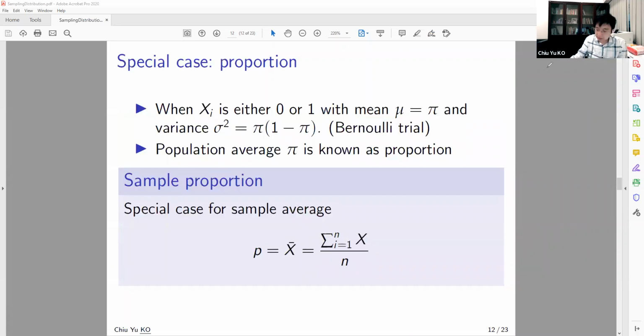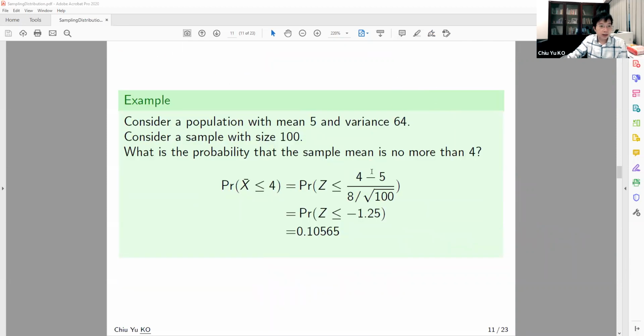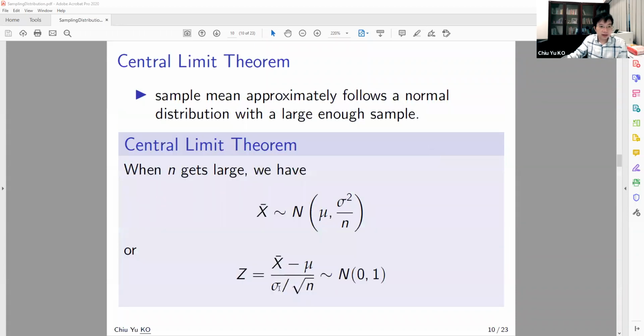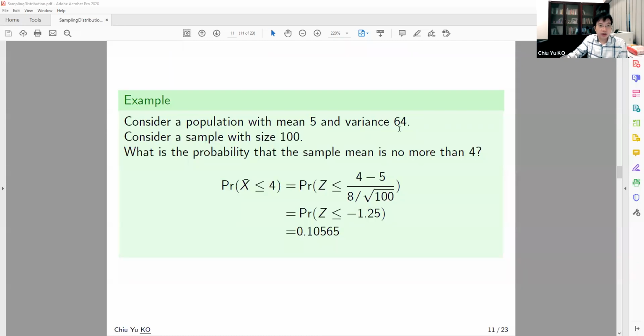So let's talk about some special cases, okay? In these special cases we are basically restating our result. So the first question is why 8 over, because this is sigma over root n, okay? Sigma square is 64, sigma is 8, n is 100. Is that okay, Choi Lam?